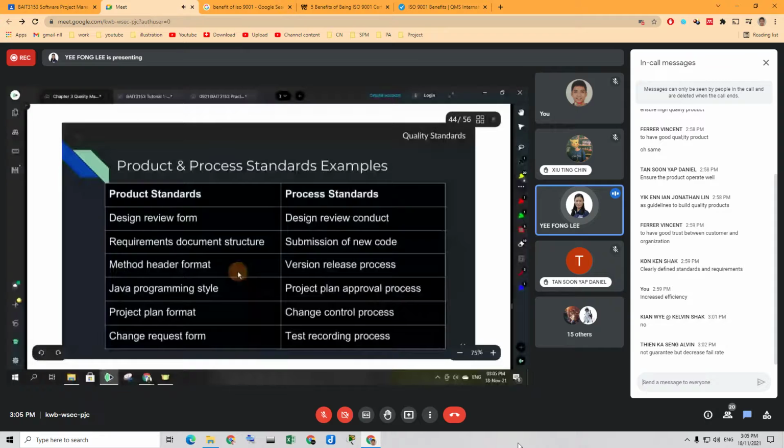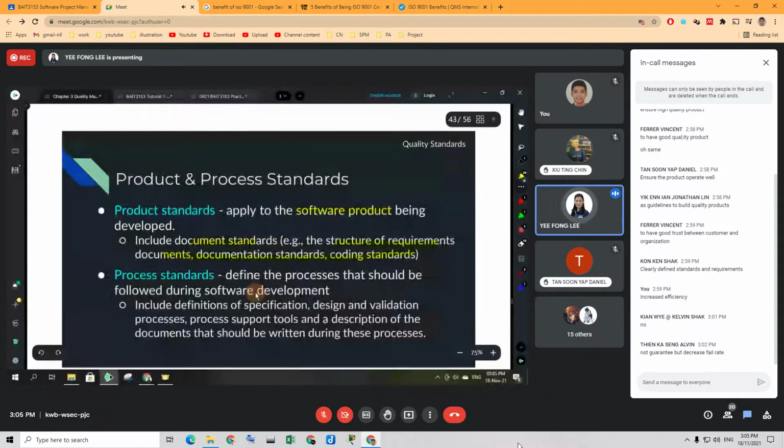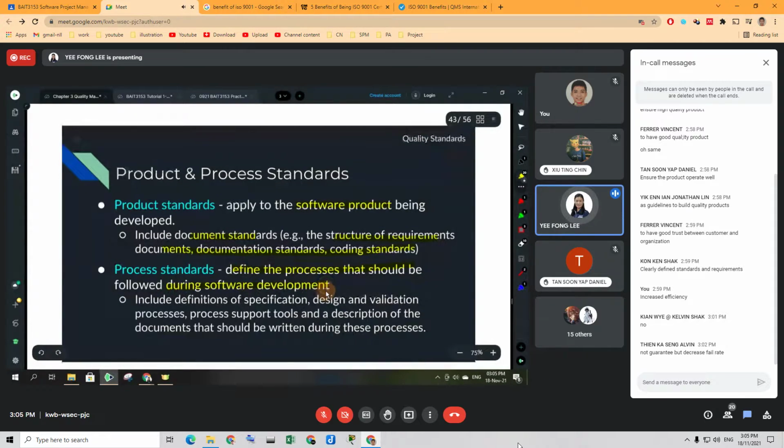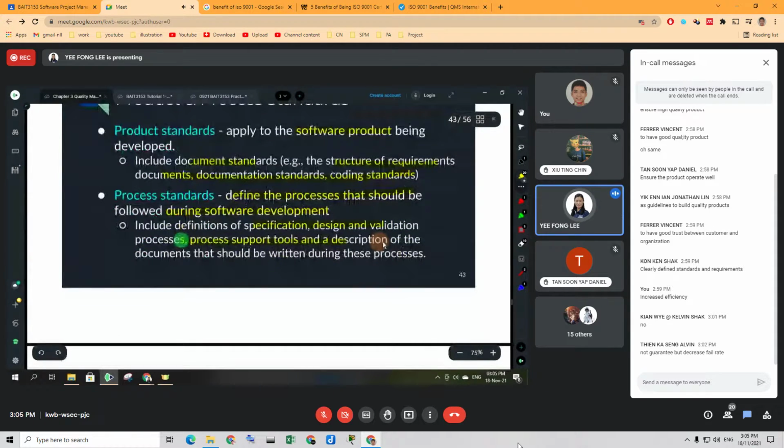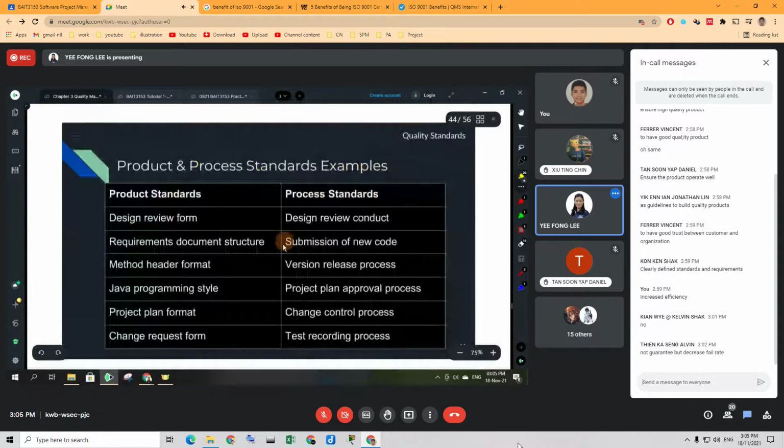And then for process standards, the process standard defines the processes that should be followed during, the keyword is here, during software development. Examples are these, and some other examples are here. Here mentions examples, so it means not only these, there are still other examples of product standards and process standards. There are a lot.